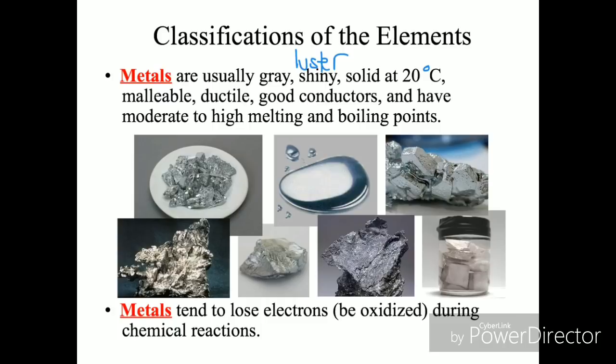Now, metals tend to lose electrons or form positive ions called cations. When an object loses electrons, it is said to be oxidized. So rust is another word for oxidation.